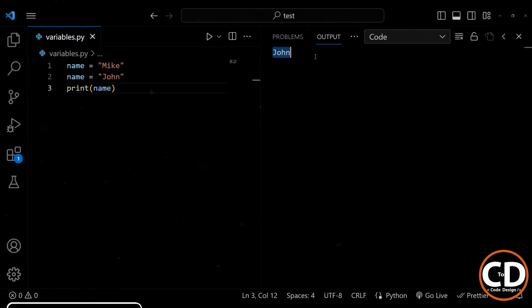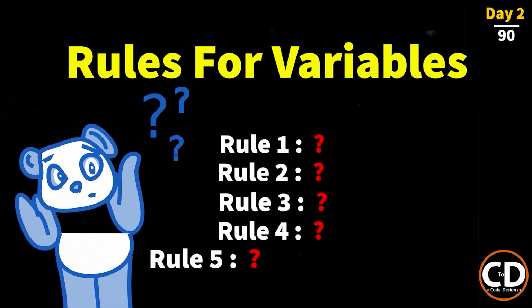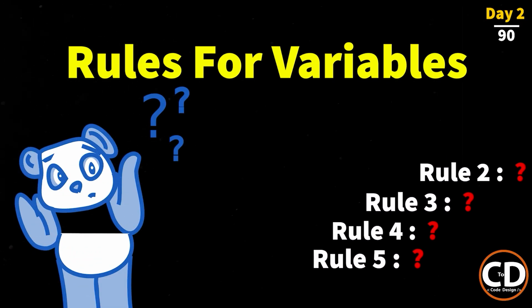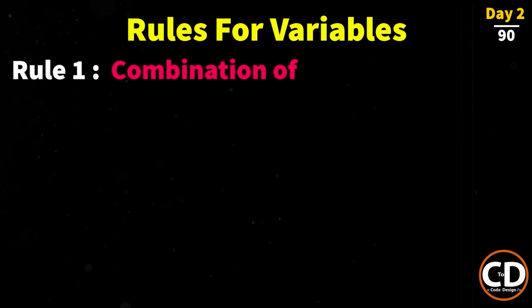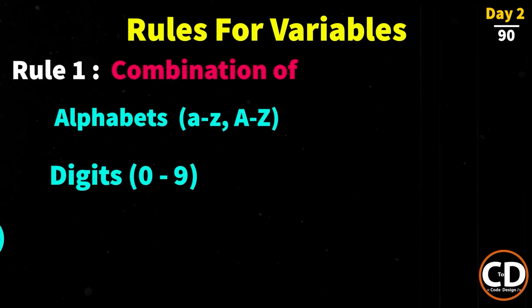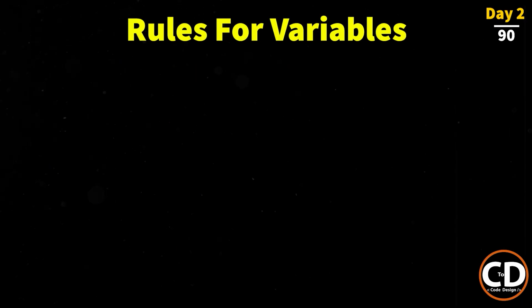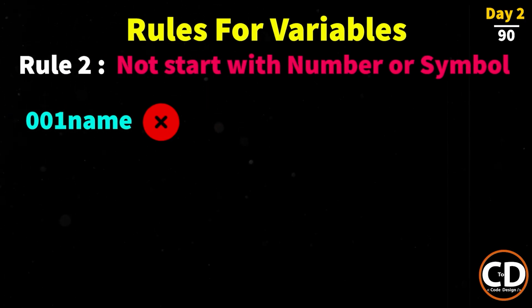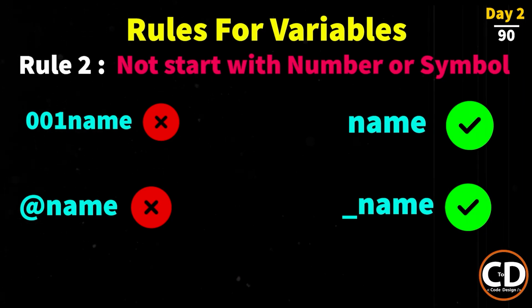Okay, so we know how to create variables and assign them values, but you can't just name a variable whatever you want. There are a few very important rules to keep in mind. Let's go through them one by one. So the first rule we have is a variable name can be a combination of letters, both uppercase and lowercase, numbers, and the underscore symbol. That's it. No spaces, no dashes, no other special characters. The next rule says that a variable name cannot start with a number. It can start with a letter or an underscore, but if you try to start it with a number, you'll get a syntax error.